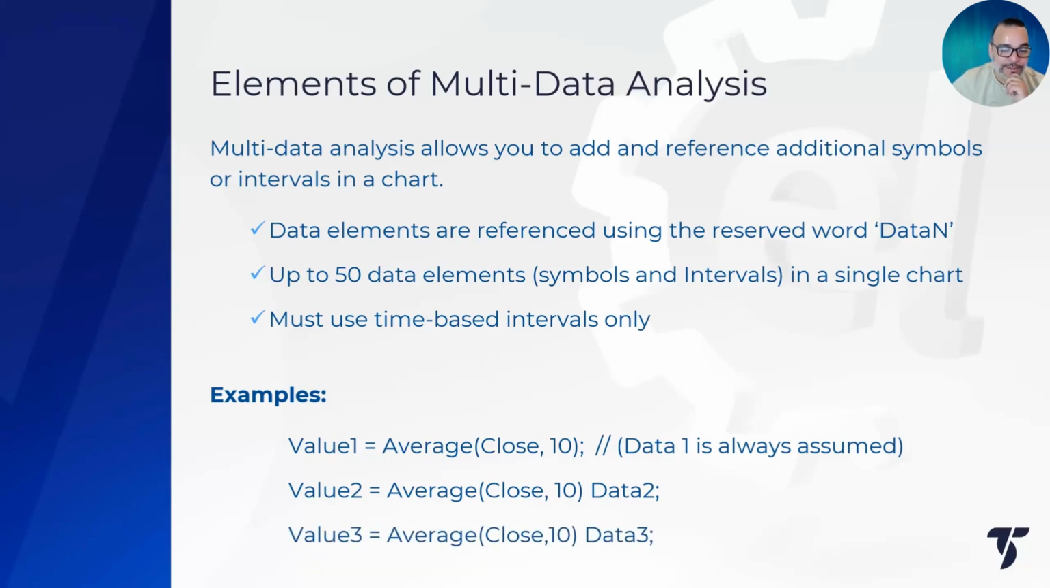And here's a third example. Value 3, average of the close for 10 bars for data 3, exactly the same. It just changes the data number. But this would be the way for you to say, okay, I want to use the same calculation, but I want you to apply that calculation to my data 3 up to data 50.